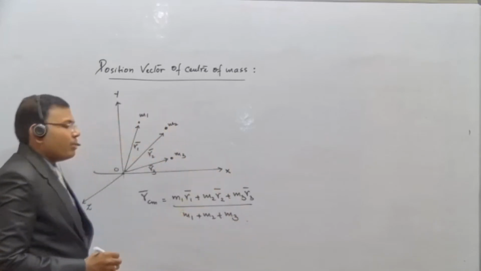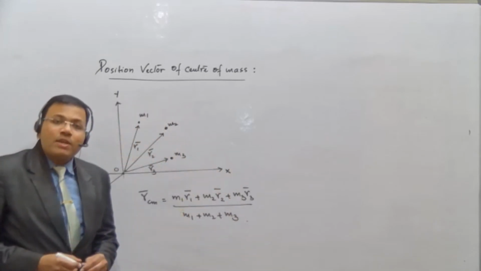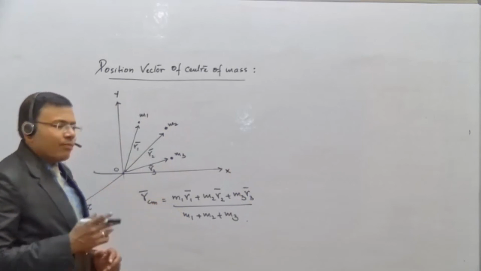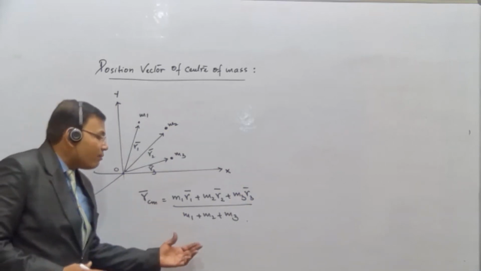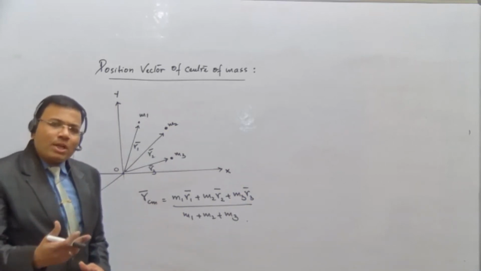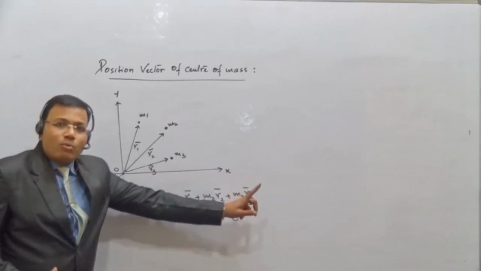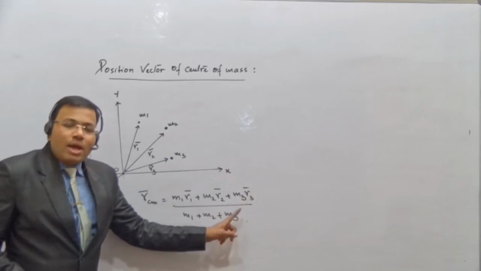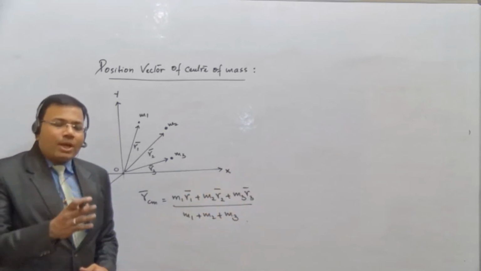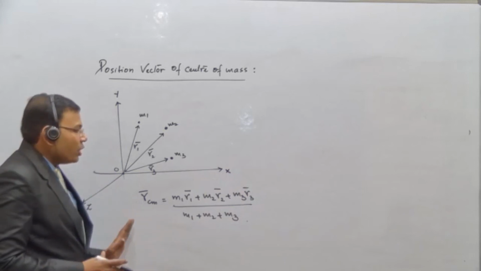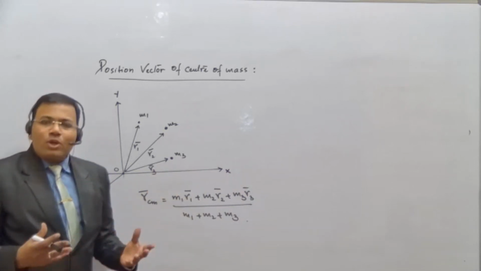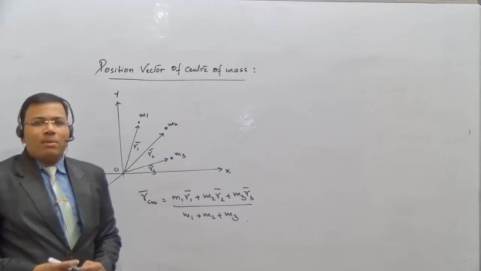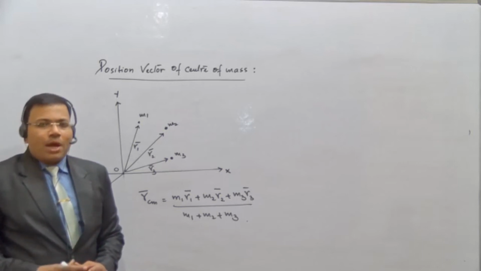Here you need to be careful whether two particles are given, three particles, or four particles. If two particles are given, you can write directly m1 r1 plus m2 r2 by m1 plus m2. If four particles are given, just take care of one more term, m4 r4, and add m4 in the denominator. Depending on the number of particles, you need to frame the formula. We don't have any exact fixed formula; you build it according to the number of particles and substitute. I hope it is clear.